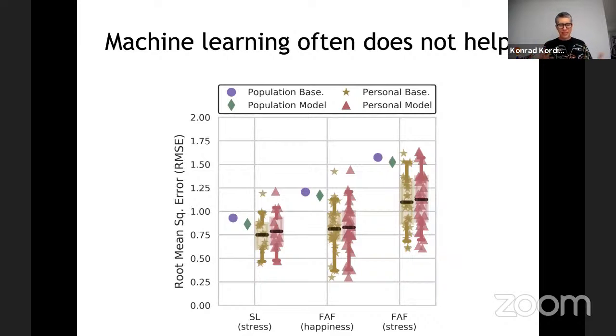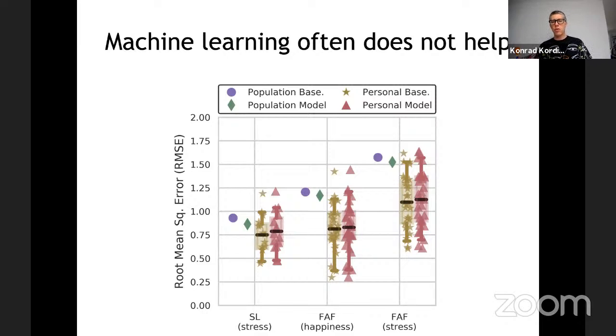We have the three data sets as on the previous page, predicting stress, happiness, and stress for the two different data sets. On the y-axis now we have the root mean squared error. So we have the population baseline, which is the variance in the population, and we have the population model. You can see the population model is a little bit smaller than the population baseline. Basically, the model describes something that is real in the data set. That's why the population model, which is one model fitted to everyone, does better than just not having a model. But the models that we have do much better.